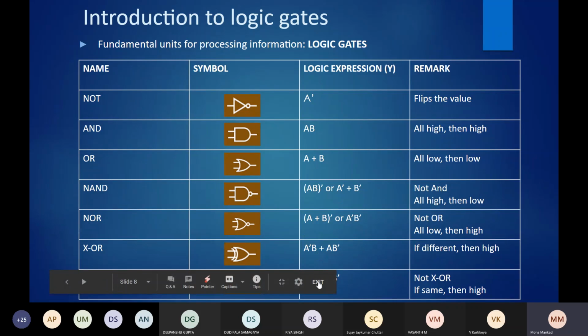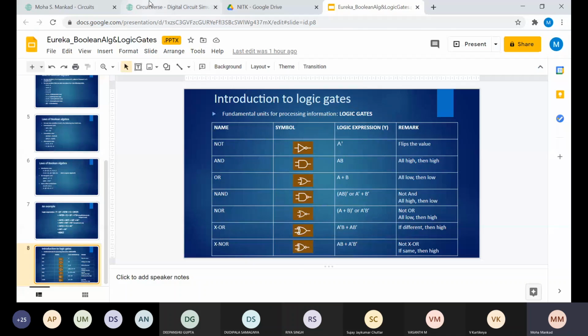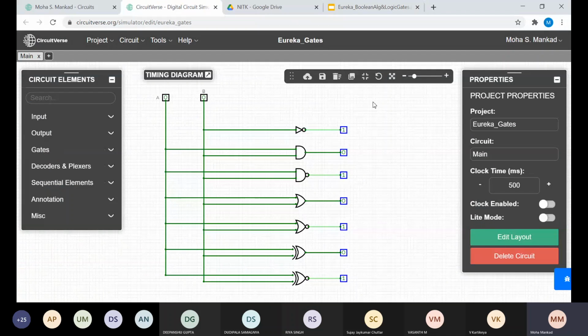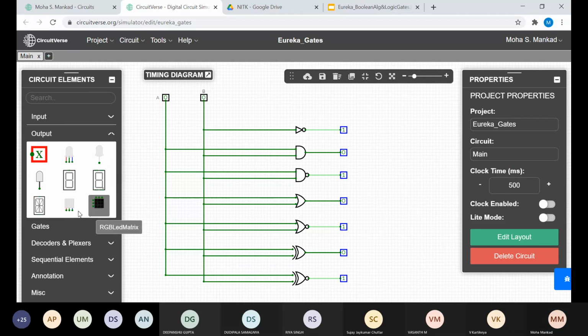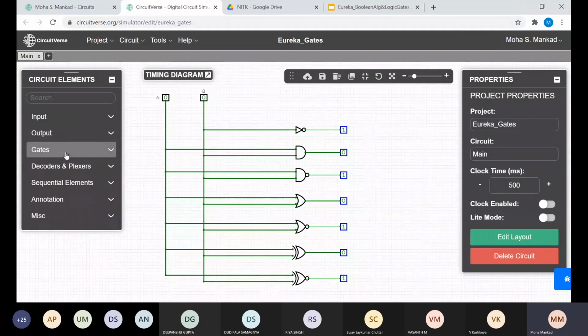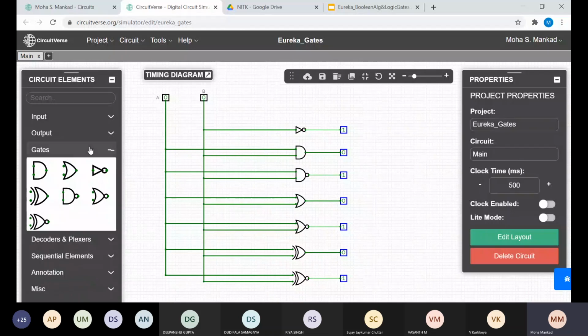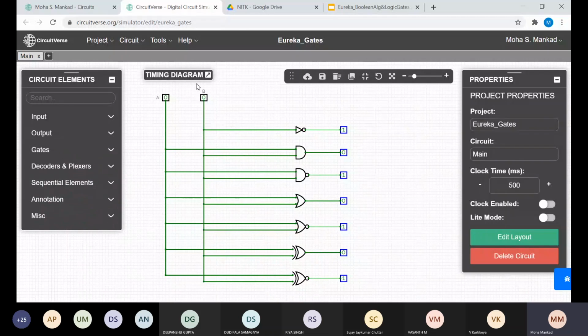Okay, so now let's simulate these gates on Circuit Bus. This is the simulator for Circuit Bus. If you have opened it, you would be seeing a blank screen here, and here are the circuit elements. You can pick input from here. This is the input block. This is the output block. You can also take an LED. Here I have just stuck to the zeros and ones for the output, because it's related to Boolean algebra. Also from here you can get the gates. If you have any doubt in simulation, you can stop me and ask.